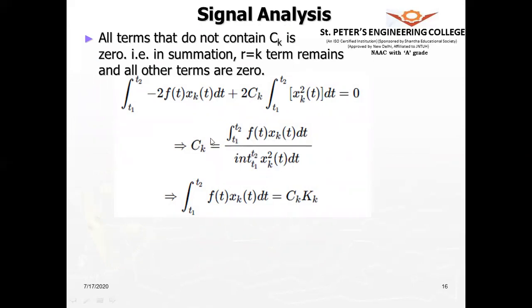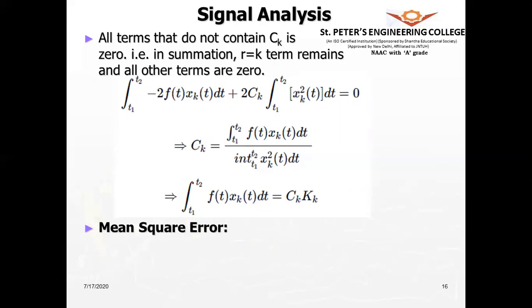And for this ck term to be equal to 0, we know that the denominator is an energy and it is equal to some value k. So therefore, if this integral has to be equal to 0, then we say that f of t and xk of t are orthogonal.